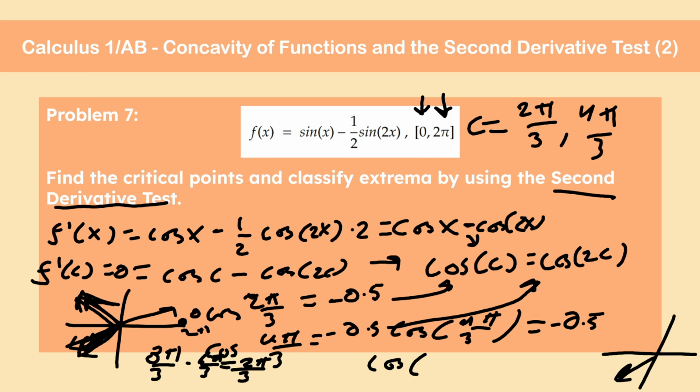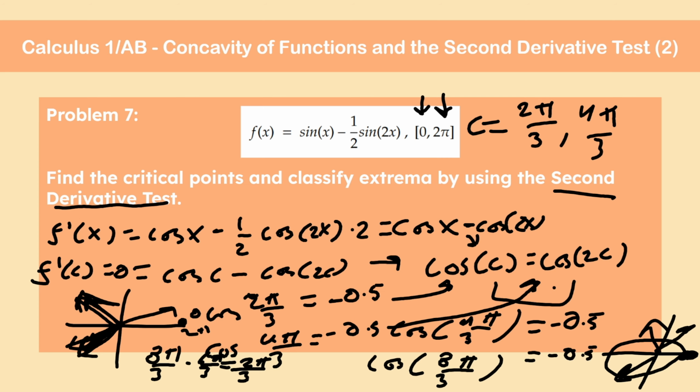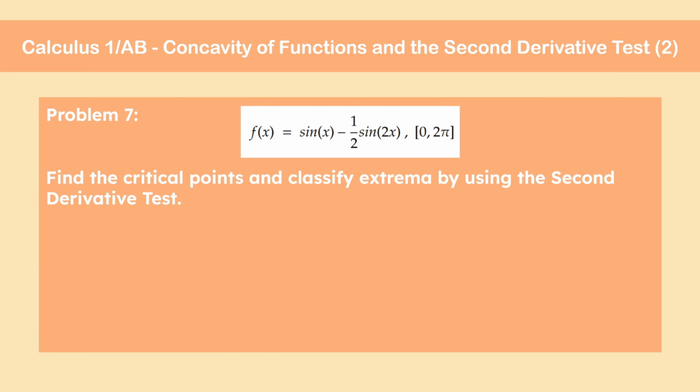And cosine 8 pi over 3 would go around one full revolution. So that's 6 pi over 3, and then pi over 3, and then another pi over 3, which is also negative 0.5. And since they're equal, this is a valid C value. So the critical points are at 2 pi over 3 and at 4 pi over 3.